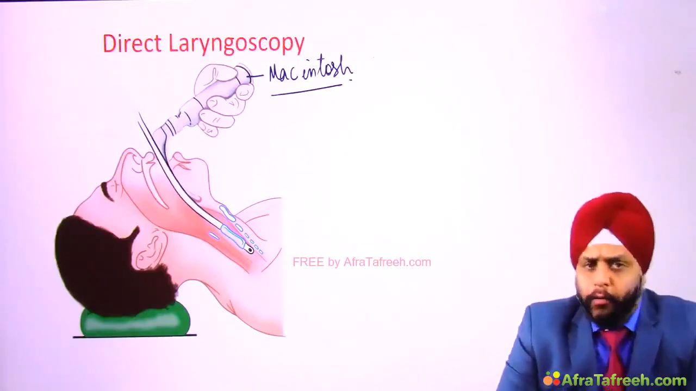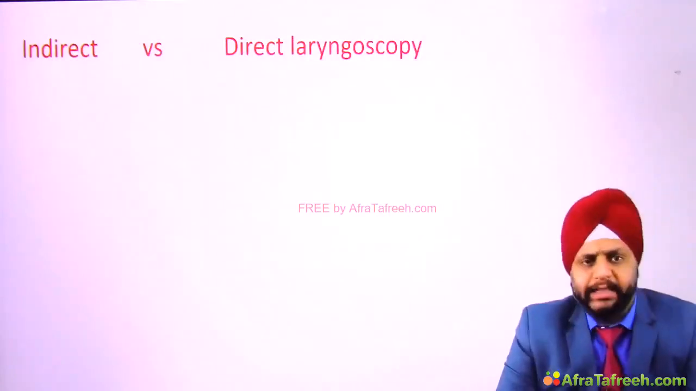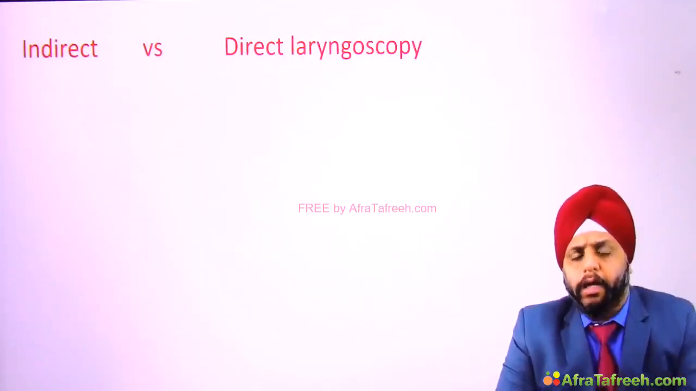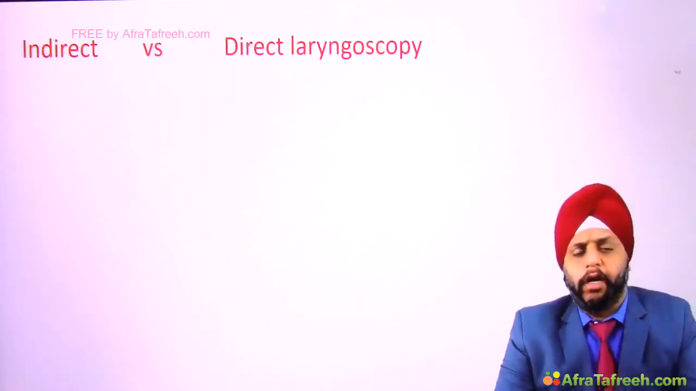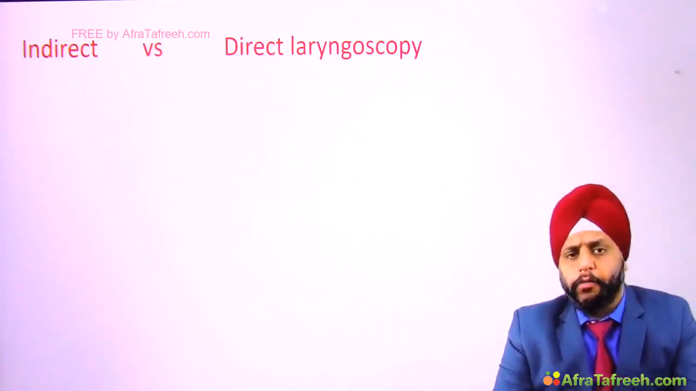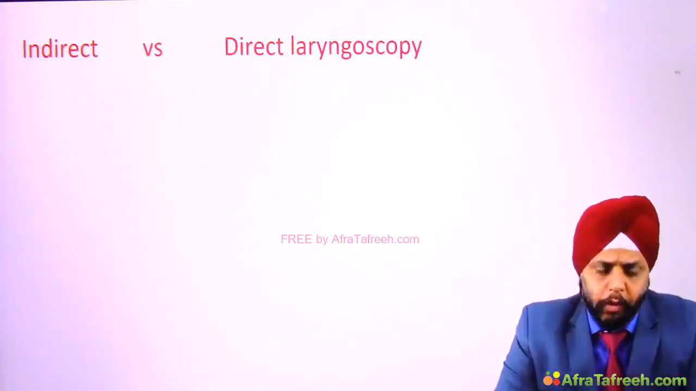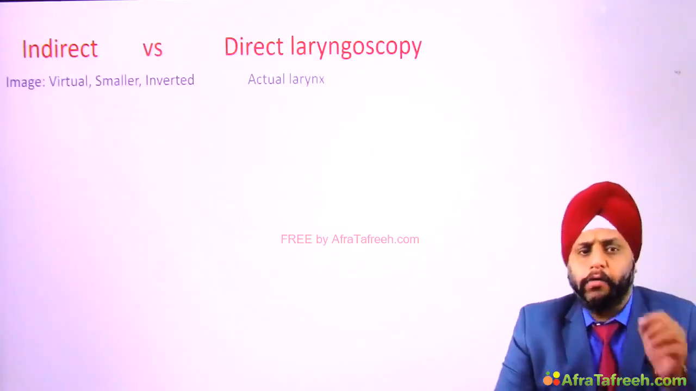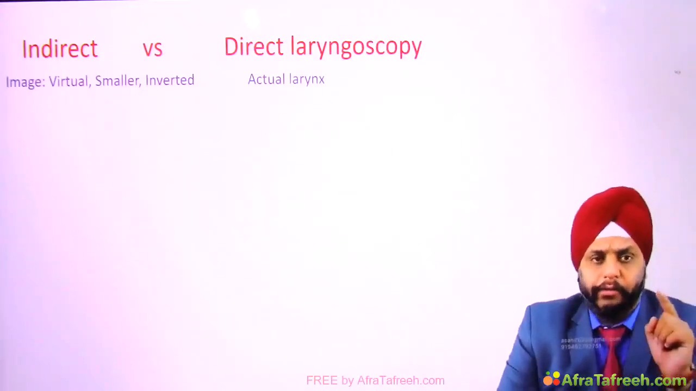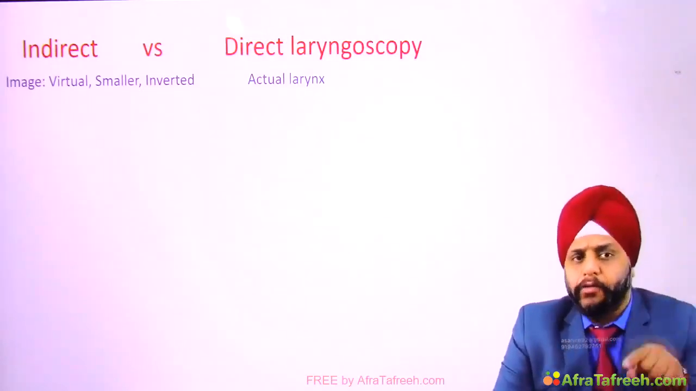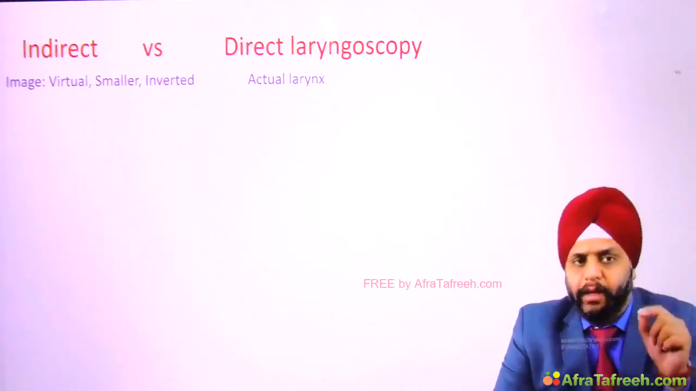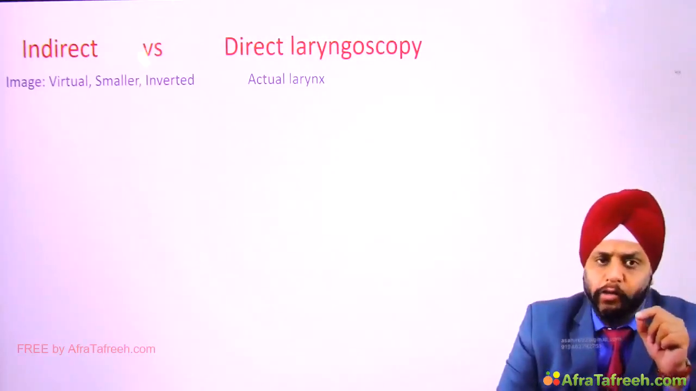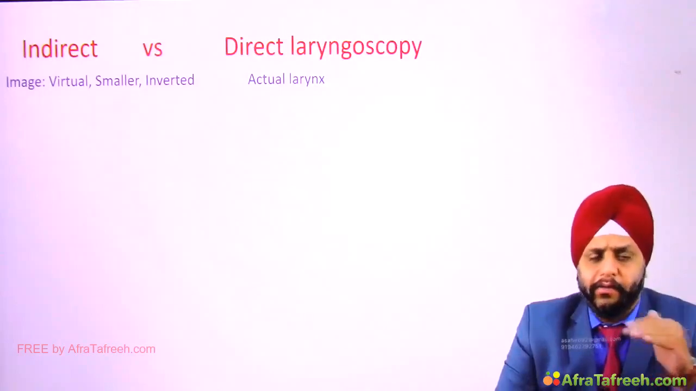All right. Now, what I wanted to discuss with you is the difference between indirect and direct laryngoscopy. As you know, indirect laryngoscopy you do with the help of an indirect laryngoscopy mirror. Direct laryngoscopy you do with the help of a direct laryngoscope. Now, what's the difference? In indirect laryngoscopy, you don't see the larynx. What you see is an image of the larynx. Remember, what you are seeing is an image of the larynx. This image is virtual. Okay, this image is smaller than the actual larynx. Now, why don't we see the same size?